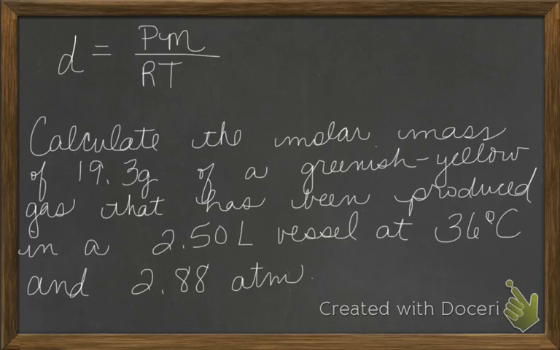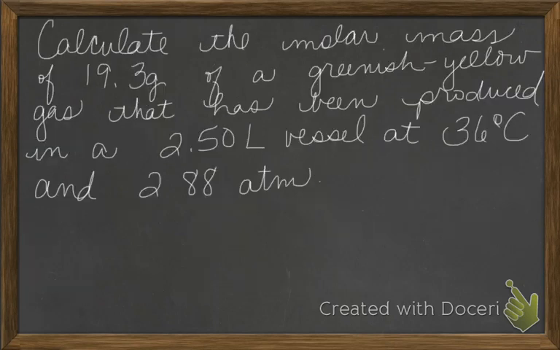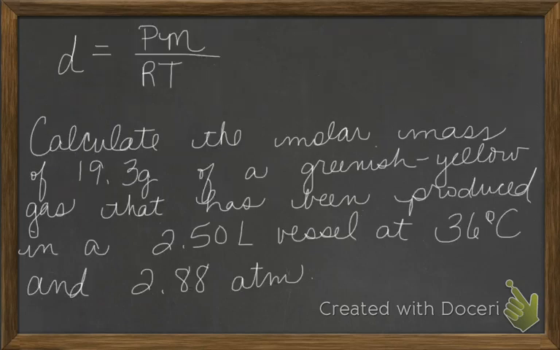And so this is the problem we're going to work. We're going to calculate the molar mass of 19.3 grams of a greenish yellow gas that has been produced in a 2.5 liter vessel at 36 degrees Celsius and 2.88 atmospheres. And I've just copied the problem on the next slide. So, if we know that our formula is D is equal to PM over RT, let's go ahead and rearrange the formula to solve for molar mass. So we can isolate that variable on one side, and our algebra shows us that the molar mass would be equal to dRT over P.